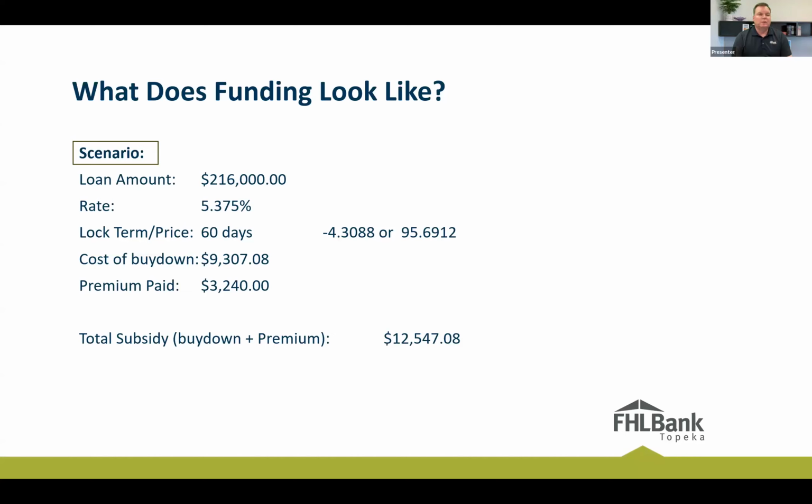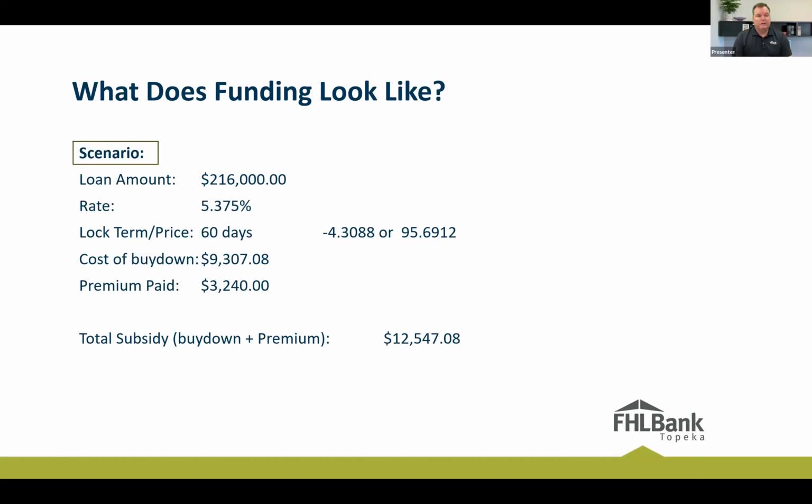Of the $216,000 loan, you see the rate, obviously, of 5.375. As I mentioned, we used the lock term price of 60 days. That created a discount of 4.3, basically 4.3%, if you will. Or if you were looking at a traditional rate sheet, you would see it as like a 95.7 on the rate sheet, meaning that you were only going to get 95.7% of that loan back when that loan was funded.